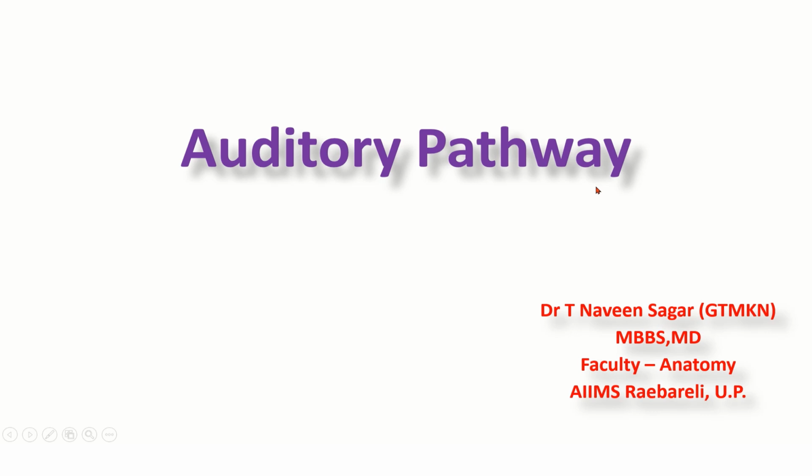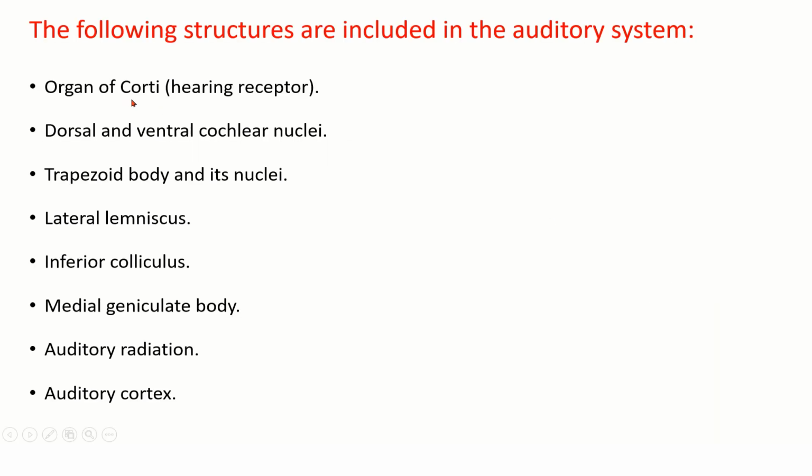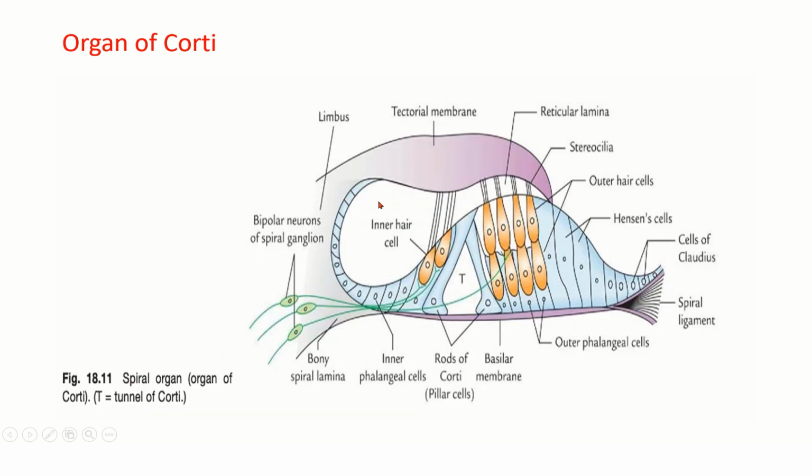In this session, we'll discuss the auditory pathway. The following structures are included in the auditory system: organ of Corti, which is the hearing receptor; dorsal and ventral cochlear nuclei; trapezoid body and its nuclei in the pons; lateral lemniscus; inferior colliculus; medial geniculate body; auditory radiation; and auditory cortex. You can see here this is the organ of Corti.